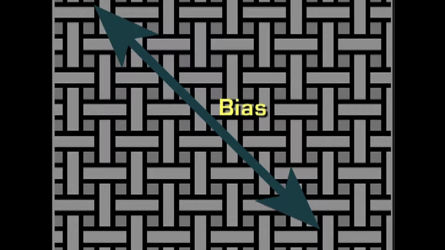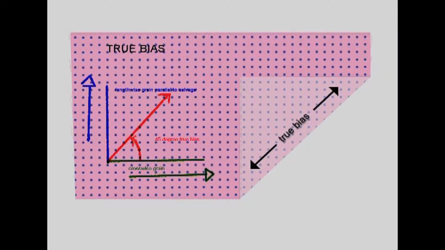Bias is the diagonal of a perfect square if it is a true bias. True bias means it makes a 45 degree angle to the garment, that means it is the diagonal of a perfect square. If it is not a true bias, that means it is the direction between the warp yarn and the weft yarn, it is in between.